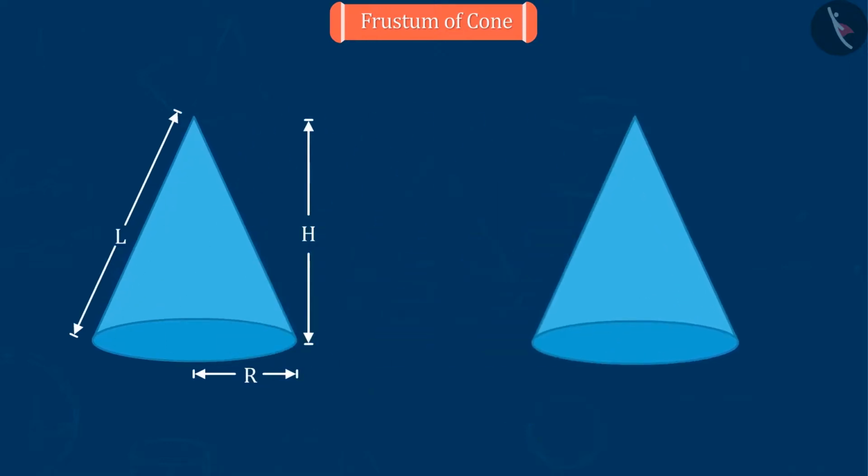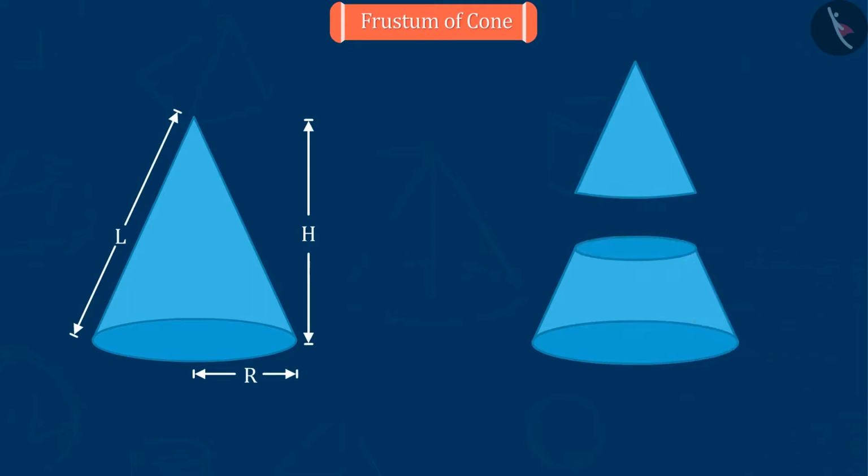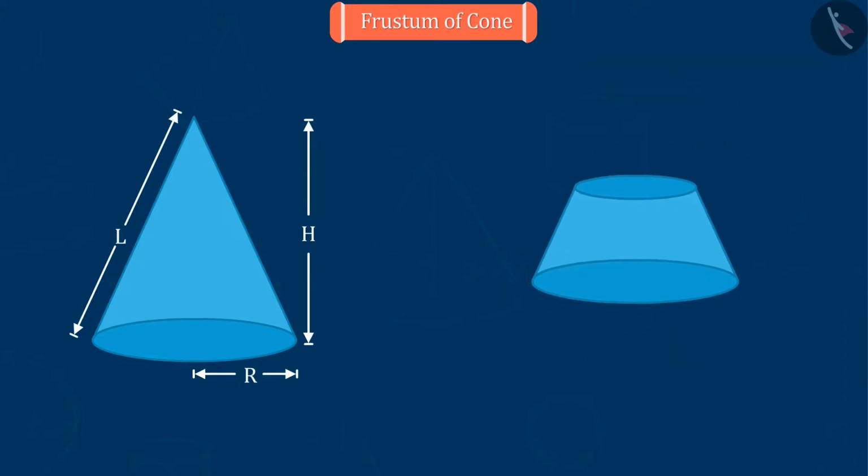If we cut this cone parallel to its base, like this, we get two pieces of the cone. So can you tell what are these two pieces? Absolutely correct. The top piece is a cone and the bottom piece is the frustum of the given cone, which we are going to discuss today.